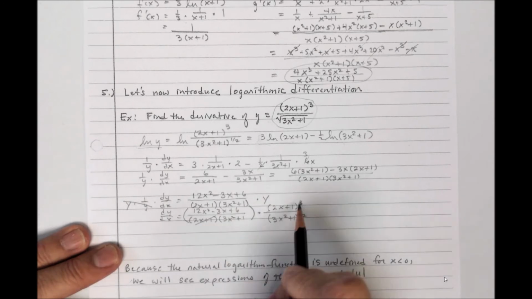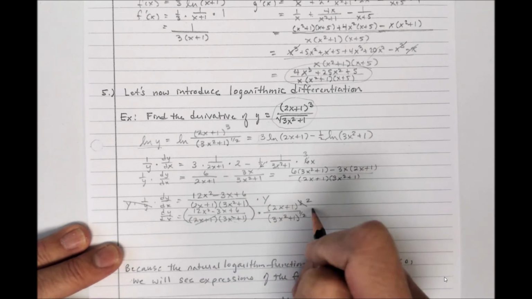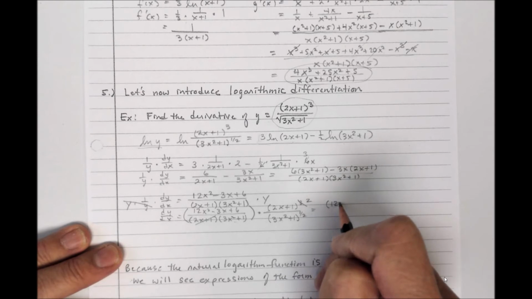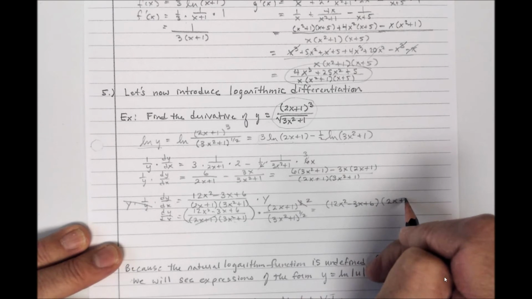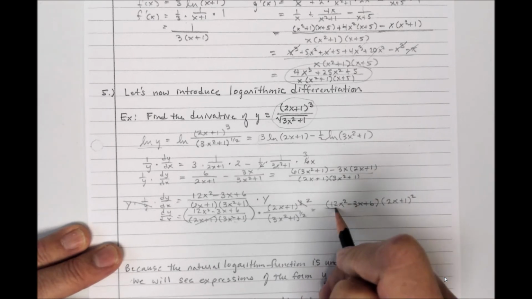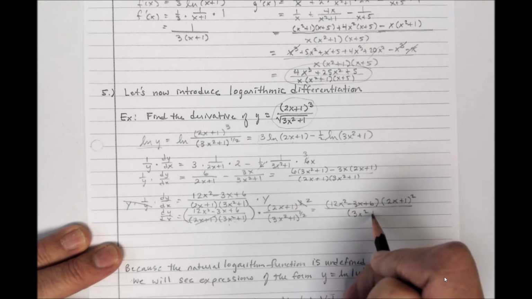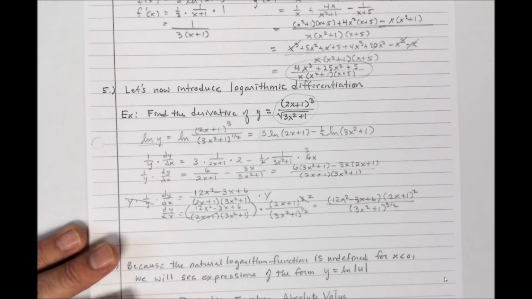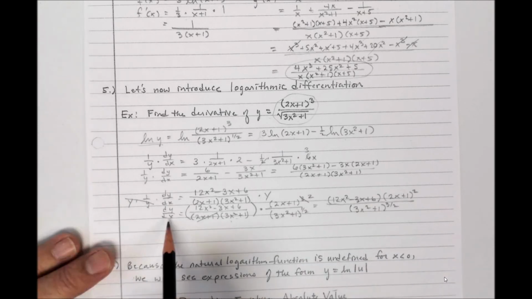This cancels with one of these. And these guys here, they're the same base, so I can add exponents. This is going to be a real mess. This is going to be 12x squared minus 3x plus 6 times the quantity 2x plus 1 to the second power all over 3x squared plus 1 to the 3/2 power. And again, you could factor a 3 out of here, but I don't think anything's going to cancel top and bottom, and I really don't want to expand that unless I have to try to match the back of the book, but that's what my derivative is.